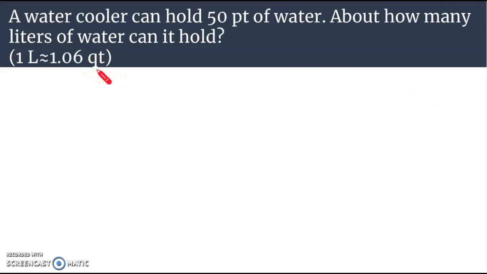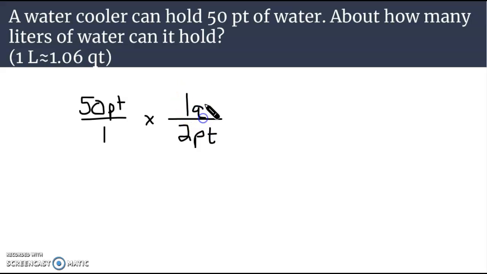Alright, a water cooler can hold 50 pints of water. The PT there is pints. About how many liters of water can it hold? So we have a couple conversions here. We're talking about 50 pints, and we'll put that over 1. It doesn't say here, but we also need to know that there are 2 pints to a quart. 2 pints for 1 quart.